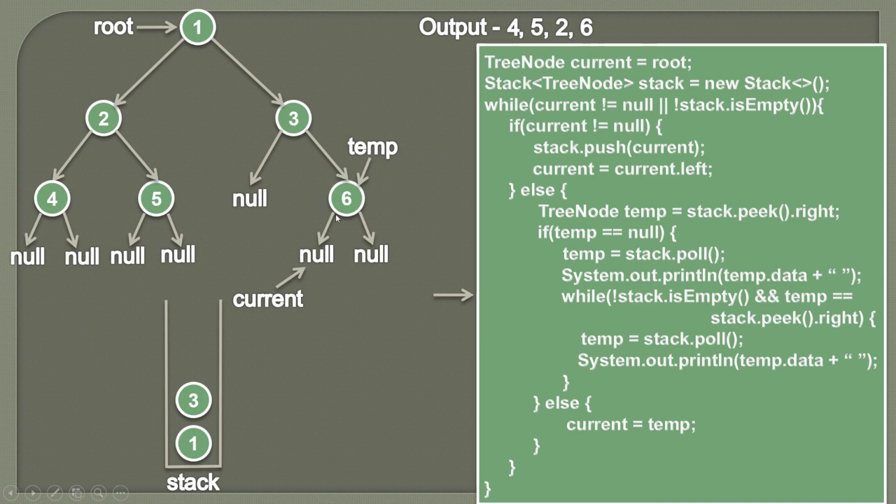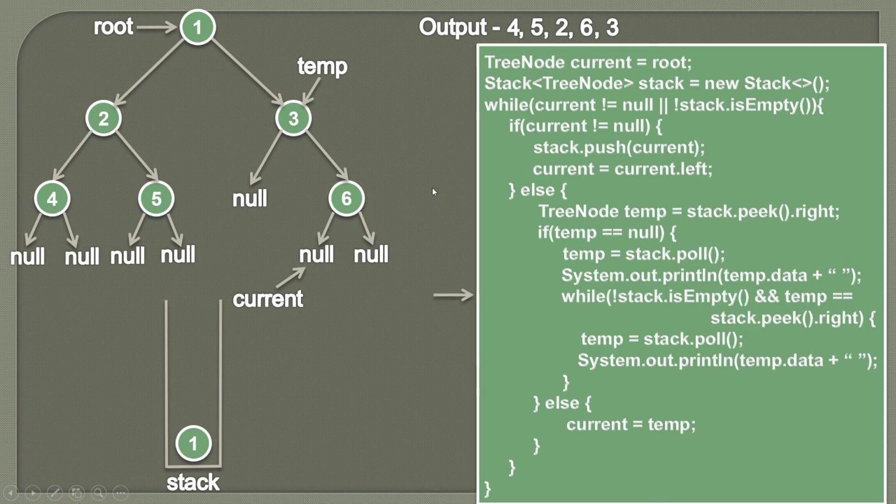So if temp is equal to this value only, then we know that we are actually on the right side of temp's parent, which signifies that we have already visited the left part, we have completely visited the right part, and now we can simply visit the parent. So here we pull the parent out and temp will point to 3. We visit 3 and we again encounter the while loop.